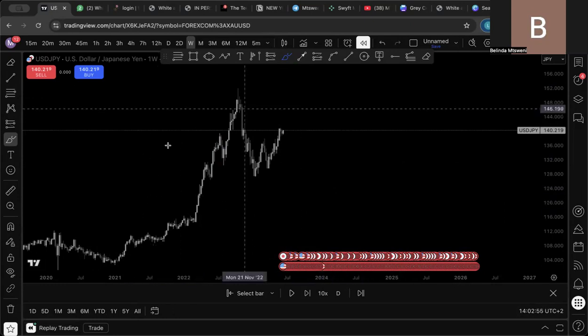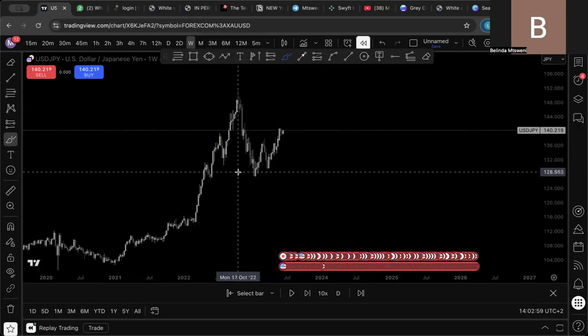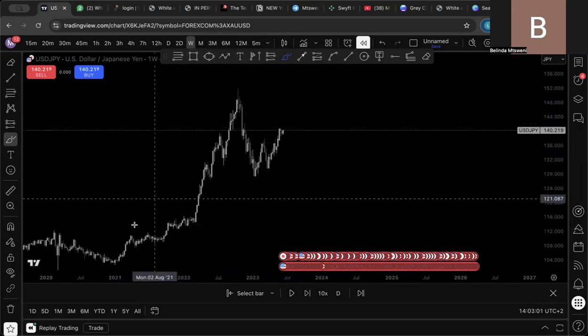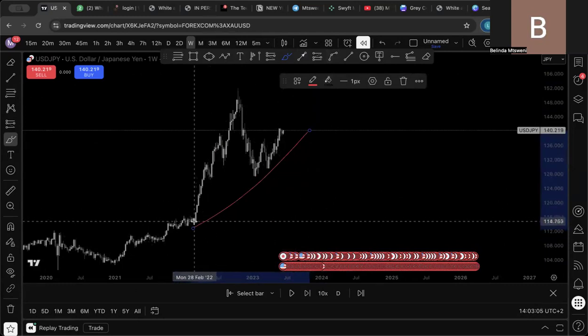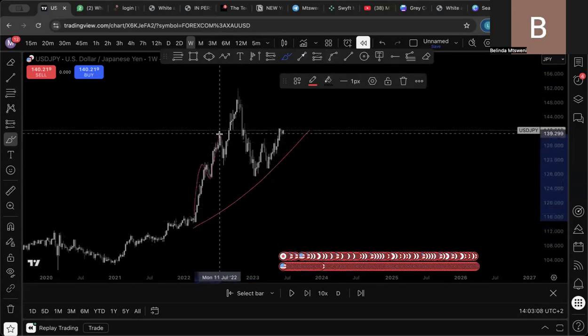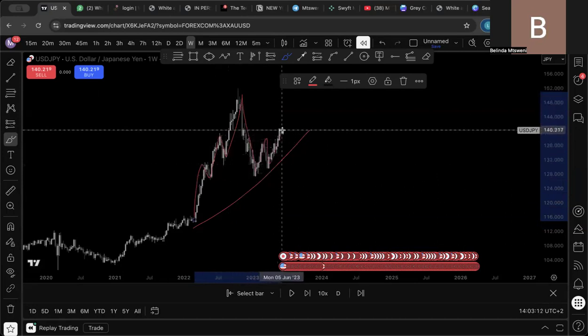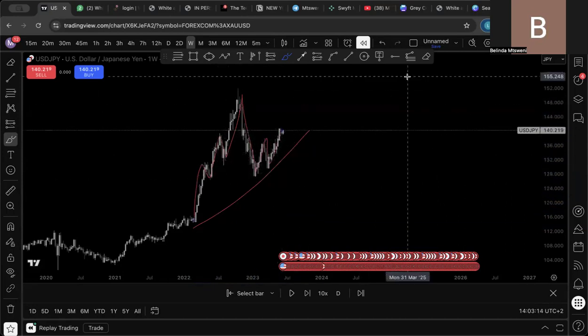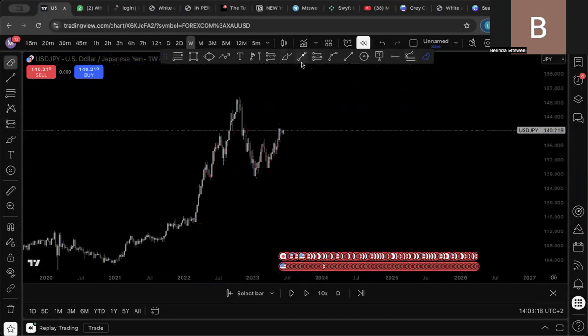For USD JPY, based on the weekly time frame, we can see that price has been in an overall uptrend, like this. Price has been buying, meaning that we have an impulse, correction, impulse, correction, impulse. Price has been breaking all kinds of highs and respecting all kinds of lows.